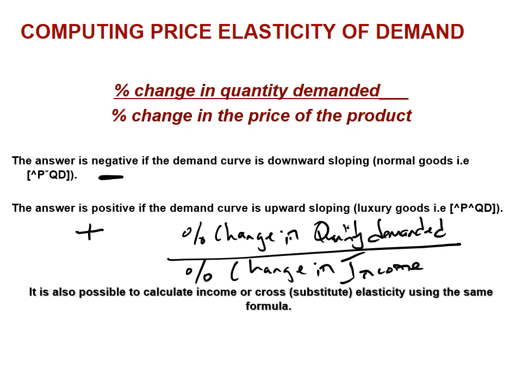Okay, so the reason why quantity demanded is changing in this instance is because there is a change in income, not because there's a change in the price of the product. So our denominator here will be the percentage change in income.